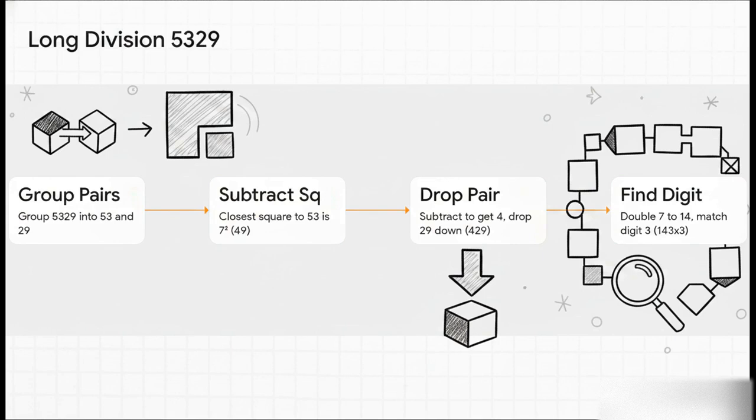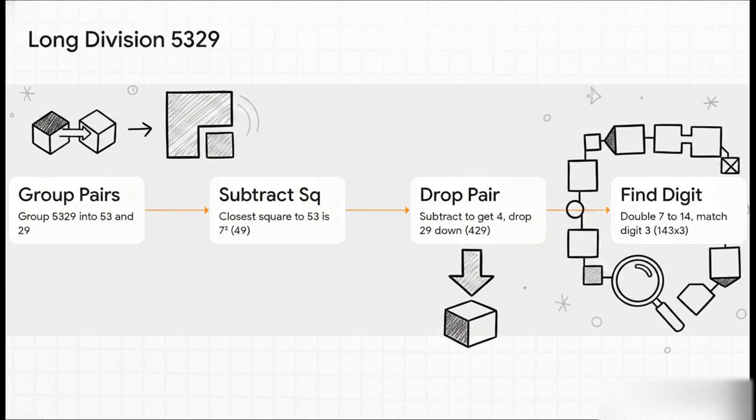Let's reinforce this ultimate weapon on a huge 4-digit number, 5329. If you follow these structured rules we just learned, even 5329 is easily defeated. Group into pairs from the right, 53 and 29. What's the closest perfect square just below 53? It's 7 squared, which is 49. Subtract 49 from 53 to get 4, and drop down the 29. Now we have our new target, 429.